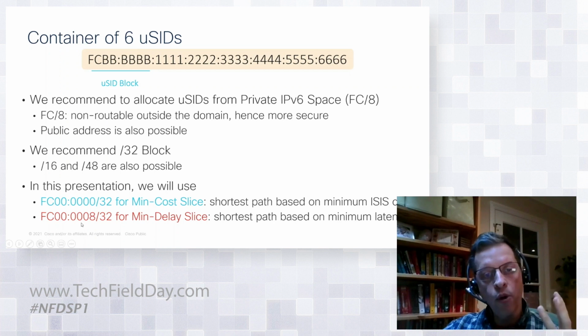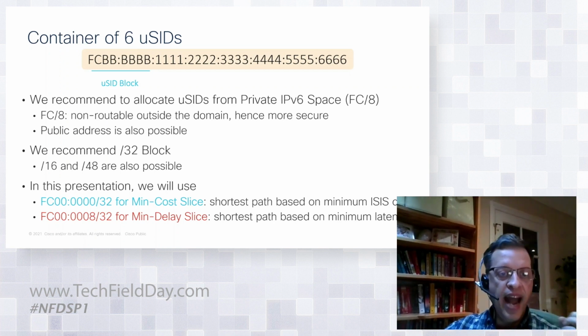You can imagine now that in your network you could have blocks for SRv6. You can have in blue a /32 block where you represent your minimum cost slice, which is basically the shortest path based on minimizing the IGP metric. Or you could have a red slice with the red /32 prefix, which represents your minimum delay slice in the network. This time minimizing for the link delay measure on every link in the topology.